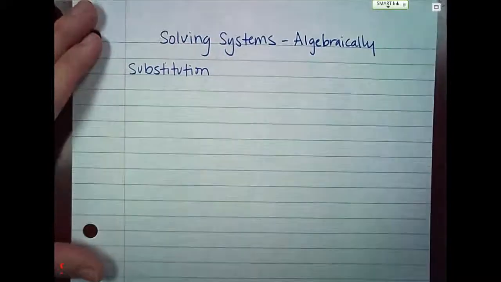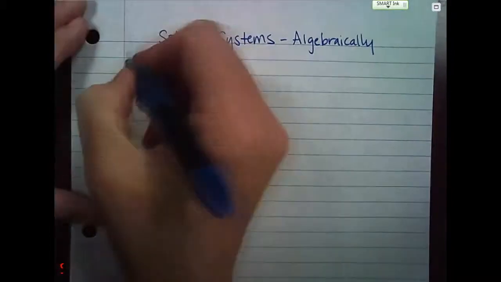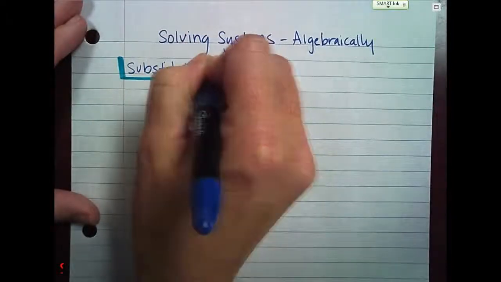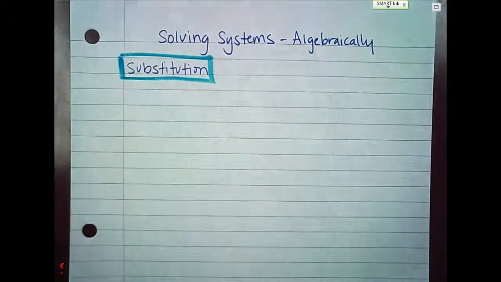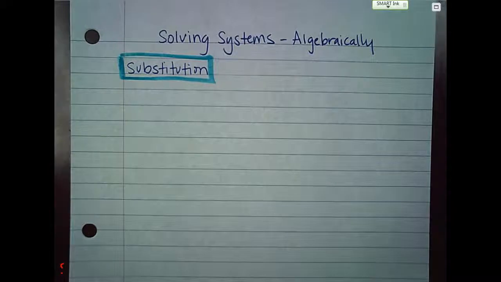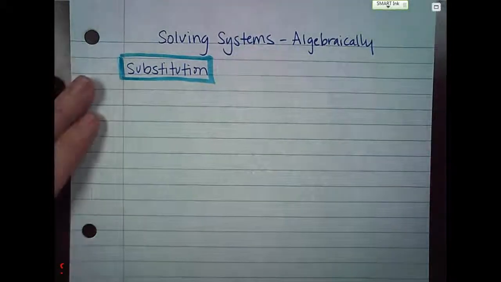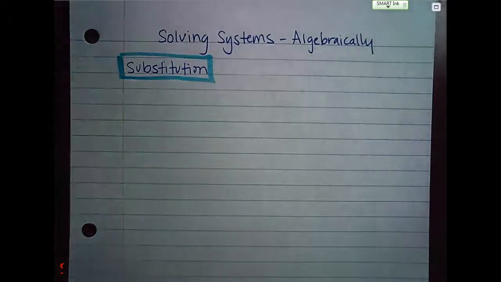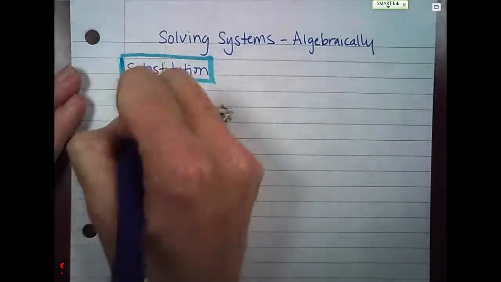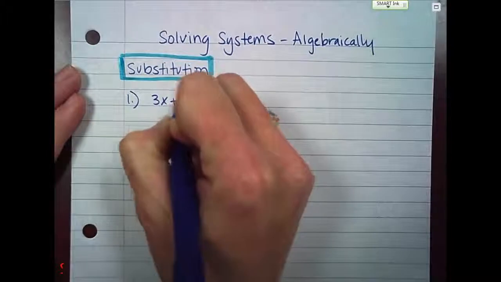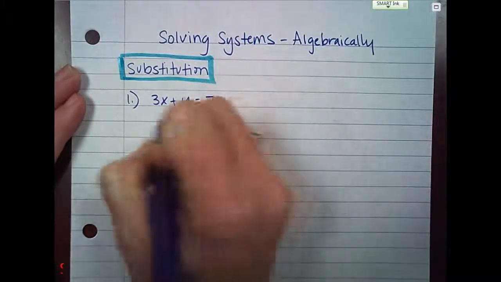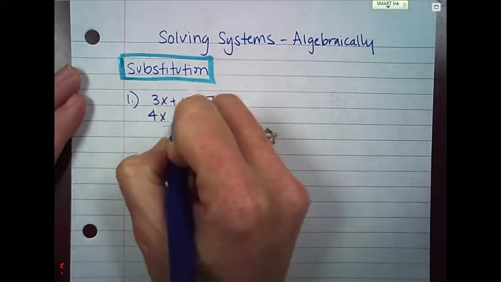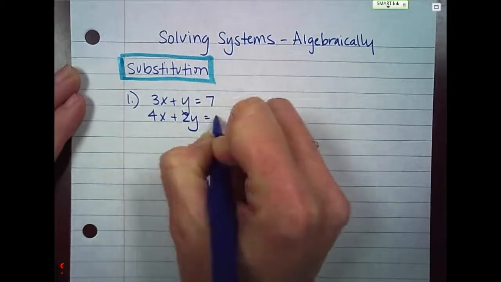We're going to solve now. We're doing systems, and one method of solving systems other than graphing is actually by doing something called substitution. Your first problem is 3x plus y equals 7, and 4x plus 2y equals 16.